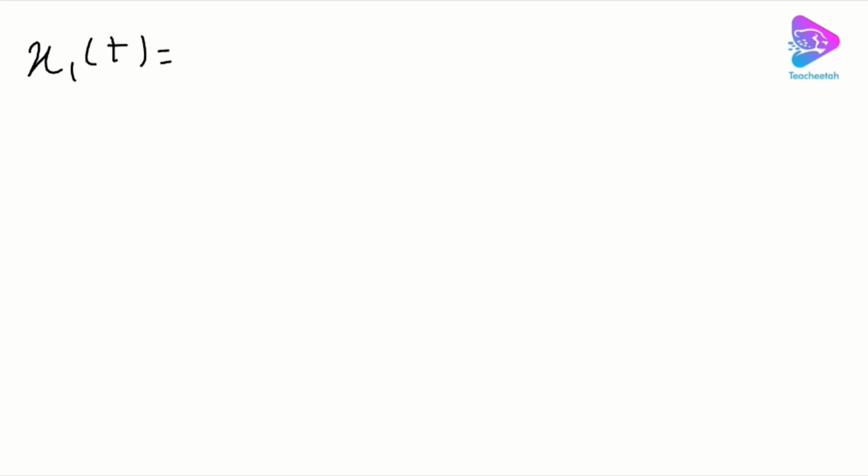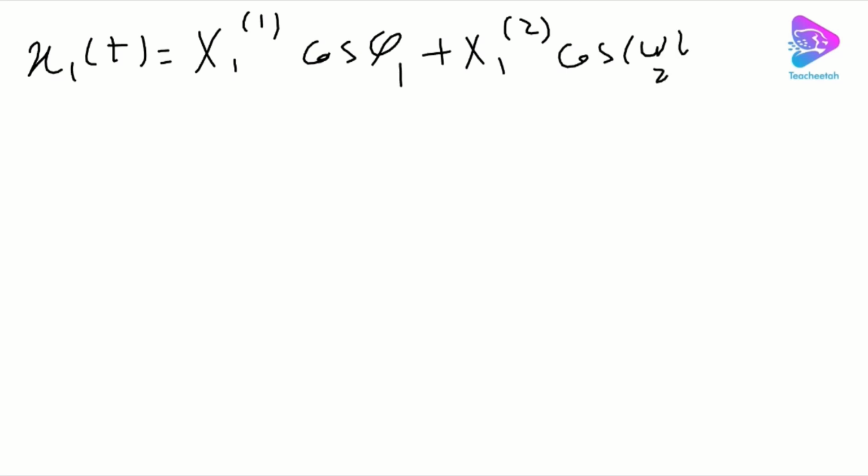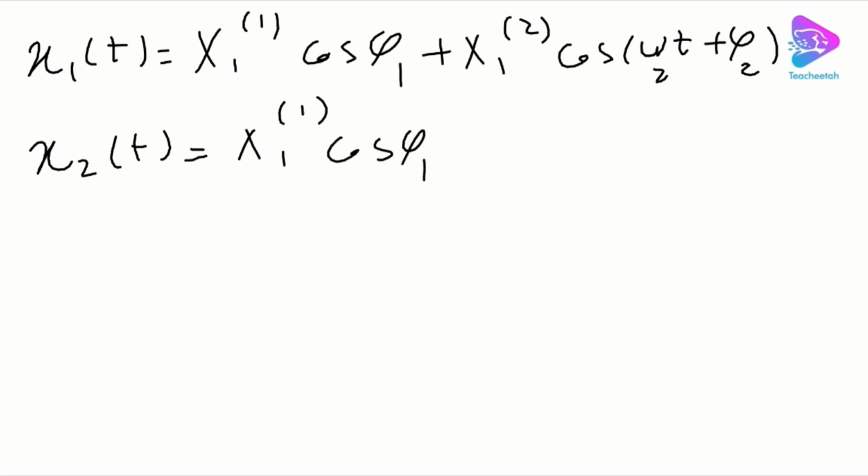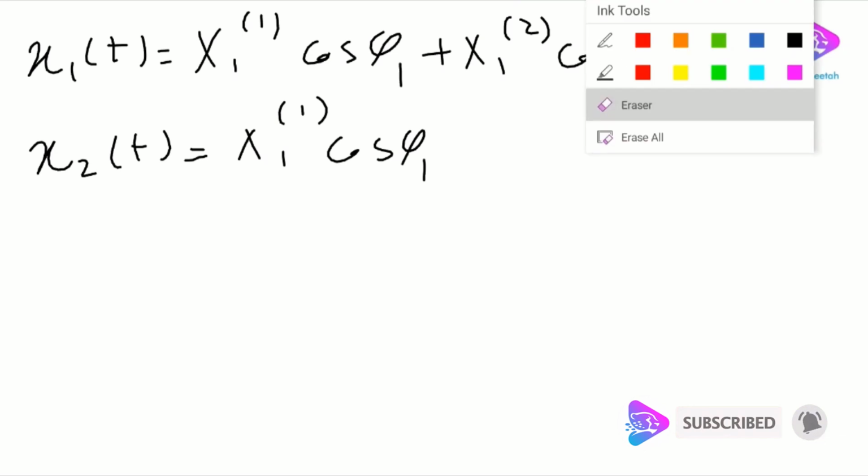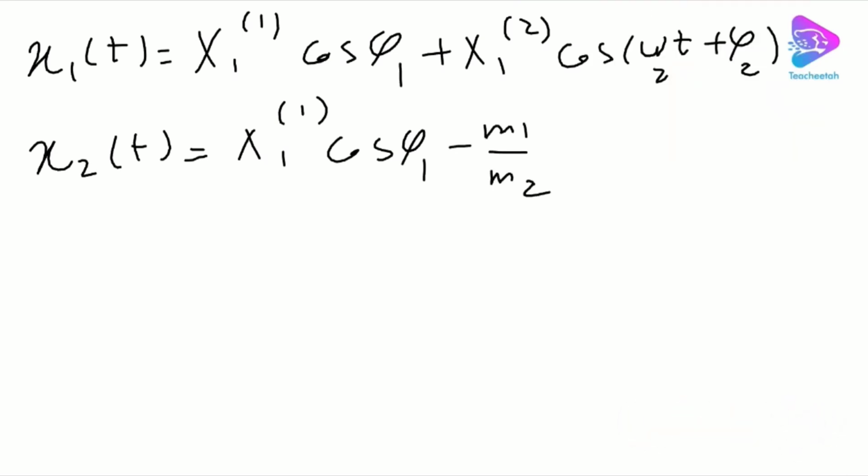x1(t) equal to, well, you can simply imagine x11, or you can use a constant, cos phi1, right, plus x12, right, cos(omega2 t plus phi2), and x2(t) is equal to the same thing, x11 cos phi1, same thing repeated, plus, or let's say minus here because we know that, so we have minus m1/m2 x12 cos(omega2 t plus phi2), right?